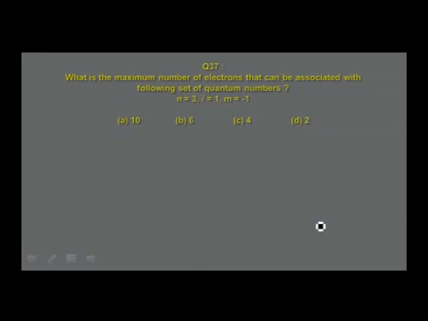n is equal to 3, l is equal to 1. Clearly, it gives an idea that the orbital must be 3p. There are 3p orbitals. What are they? 3px, 3py, 3pz. But the value of m is also given in this numerical as m is equal to minus 1. So, for a given value of l, when l is equal to 1, the values of m are minus 1, 0 and plus 1.